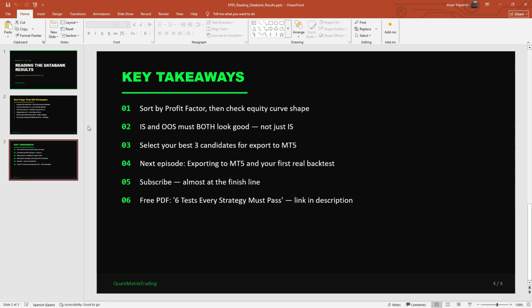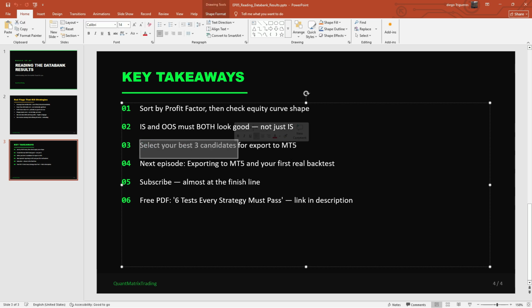Key takeaways. You can sort by profit factor, as you saw I did. Then check the equity curve shape, in sample and out of sample. Both should look good, not just in sample. And you choose 3 candidates. That's what I do. Sometimes I even choose 1 or 2 because I don't like the other ones. 1, 2, 3. And then in the next episode, I'm going to show you how to export this to MetaTrader 5 and run your backtest in MetaTrader 5.